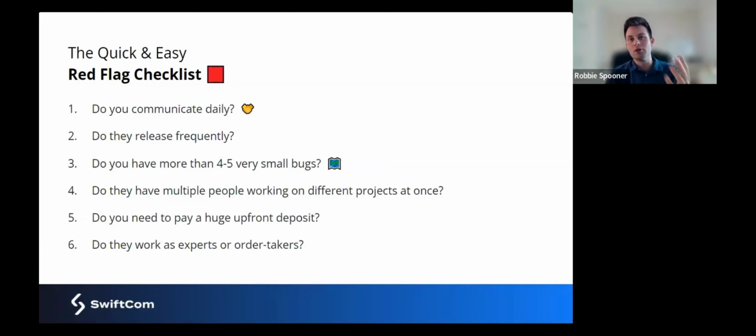And then the last two is, do you need to pay this huge upfront deposit, 50, 60, 80 times? We've heard 100% expectations that lock you in, that kind of being held hostage thing we touched on early on.